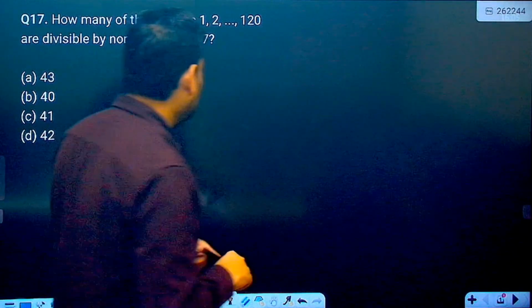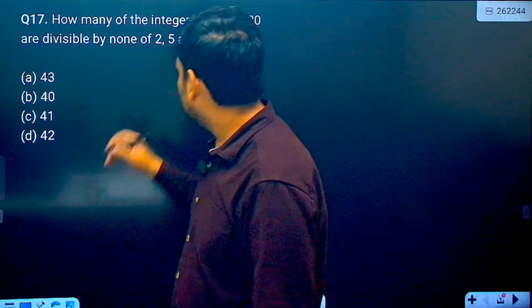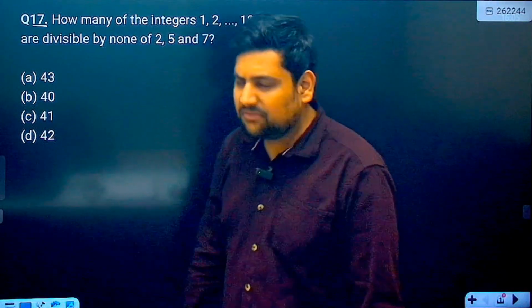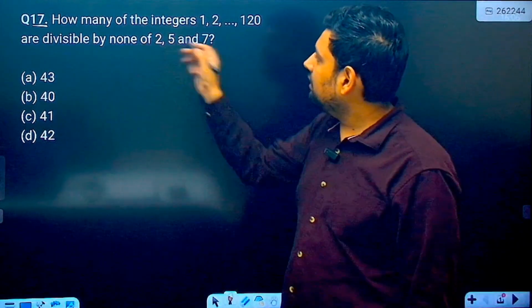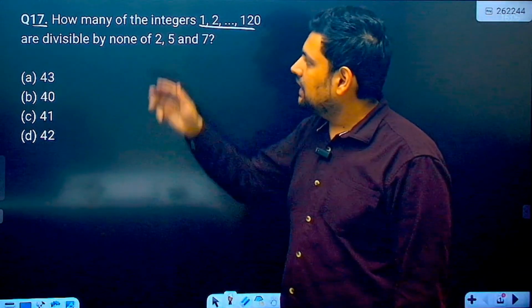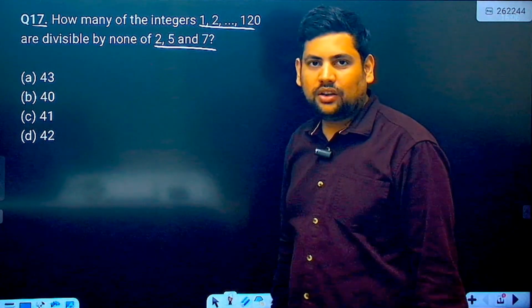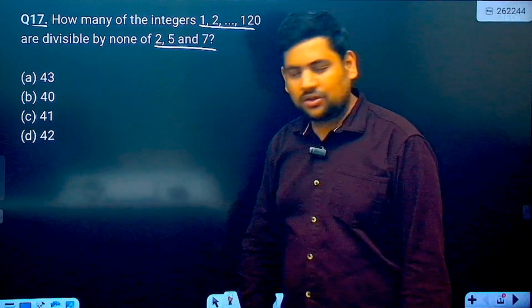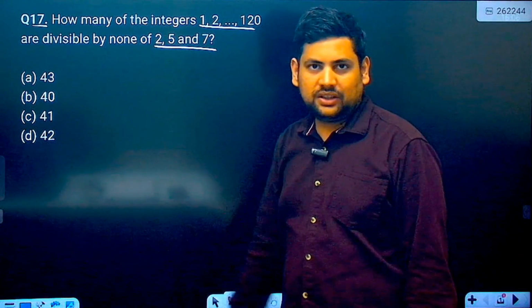Okay, so let's look at this question. This is question 17. Now, very simple question. It is asking you how many of the integers from 1 to 120 are divisible by none of 2, 5 and 7. It should not be divisible by any of these. Correct?